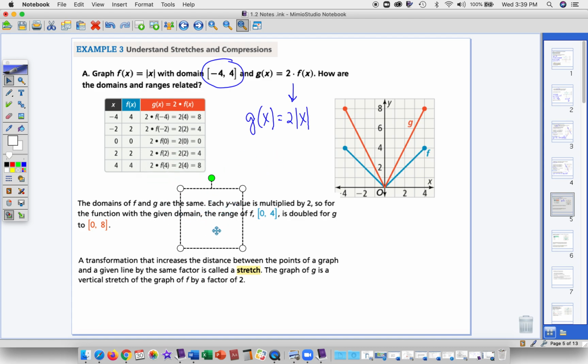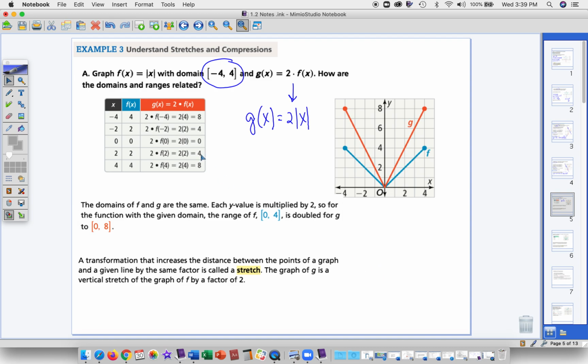And then for the other two coordinates, we have 2 times 2 again, right, which brings us up to 4, and 2 times the 4, which brings us up to 8. So the domain of f and g are the same, right, just like the parabola that we looked at before. The y values are all multiplied by 2, so for the function with the given domain, the range of f, 0, 4, is doubled for g, and that becomes 0, 8. Okay, we have a new higher value for y's of 8.